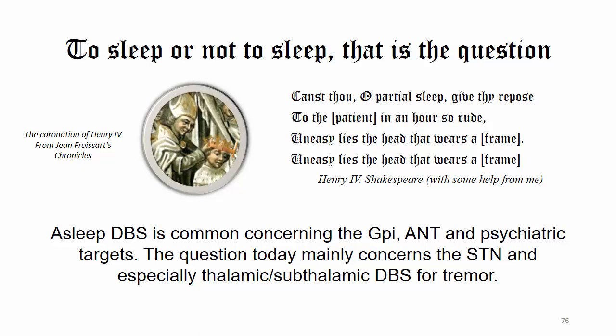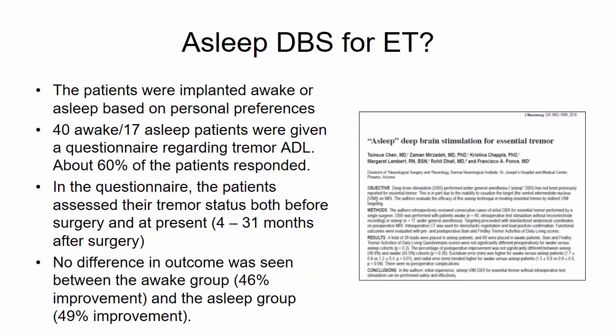We then come to the question whether to do the procedure with the patient awake or asleep. Asleep DBS is common concerning the GPi, the ANT, and psychiatric targets, and the question today mainly concerns the STN and especially thalamic and subthalamic DBS for tremor. There is so far only one study regarding asleep VIM DBS for essential tremor, demonstrating no differences between asleep and awake surgery. Unfortunately, this study has several limitations.